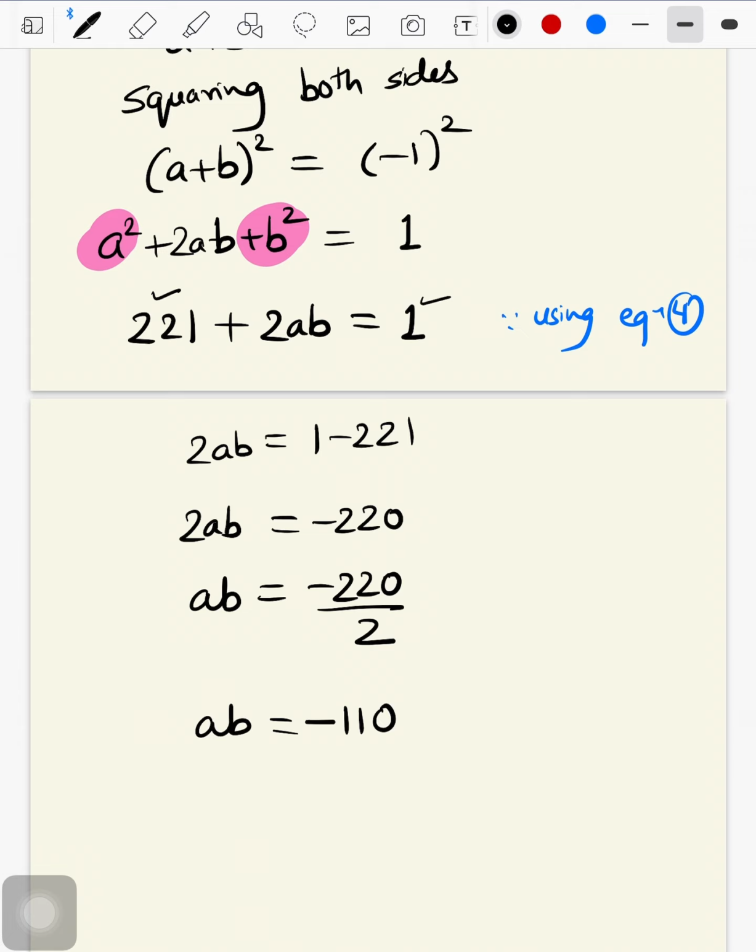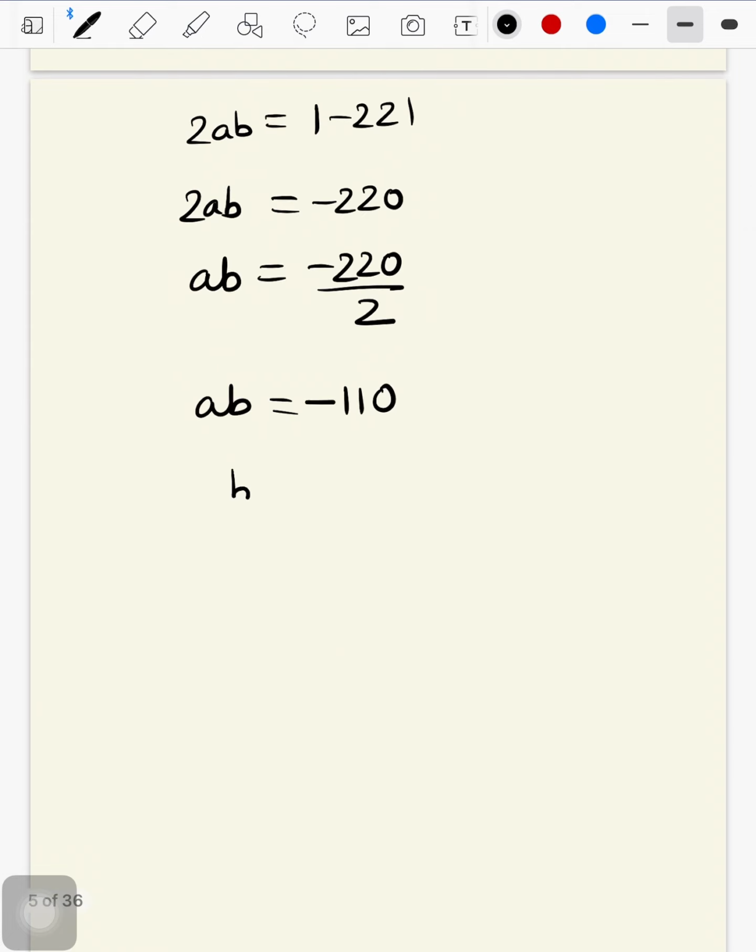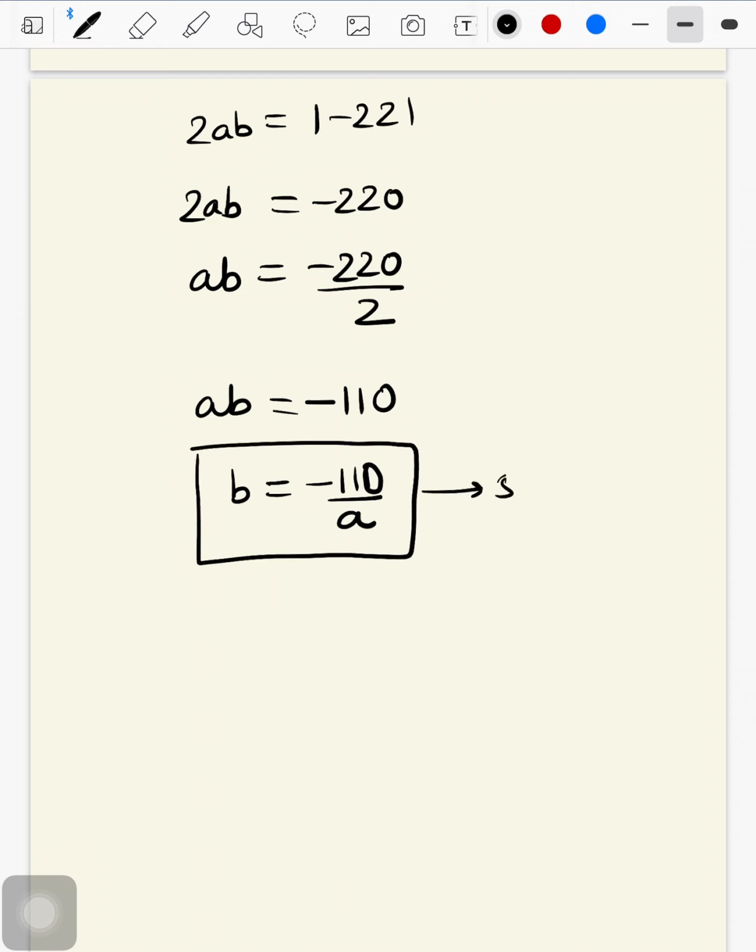This is AB. So if I want b in terms of a, I can write it like this, or you can shift b and a to the left side, that is perfectly fine. So this is our equation number 5. We are very near to finding the value of a or b, whatever we are going to get.